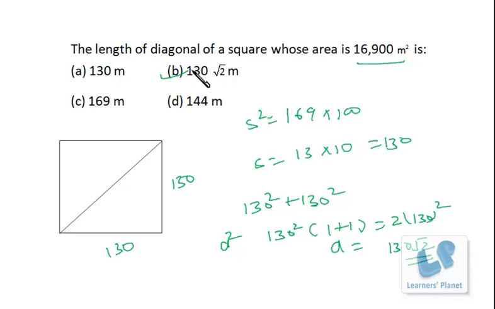I have just written all this just for the sake of clarity. Otherwise, no need to write. Okay, just try to visualize 130 square plus 130 square, that is 2 times 130 square. That means we have to find out the square root to get the length of the hypotenuse. That will be under root 2 into 130. I hope you are clear.